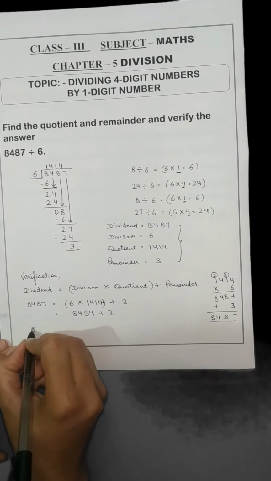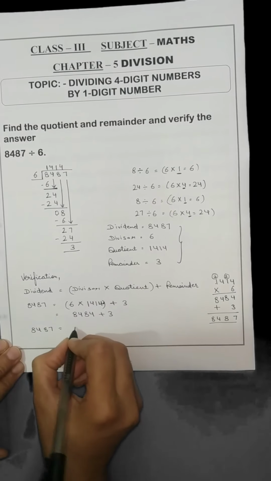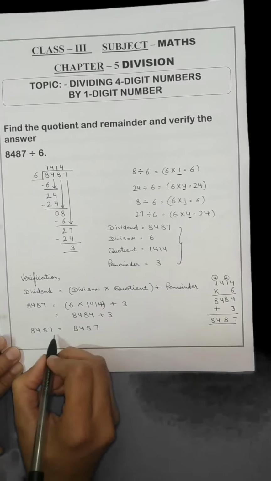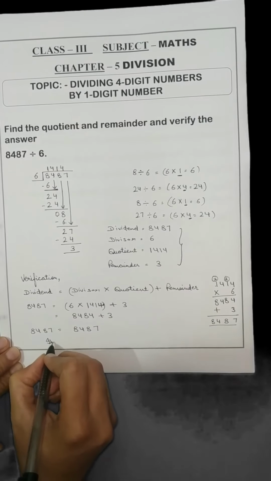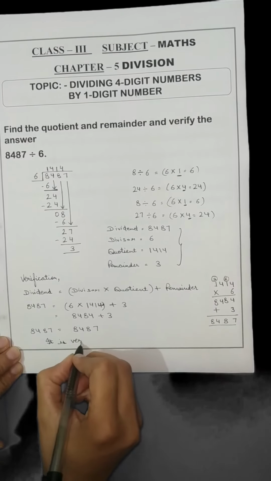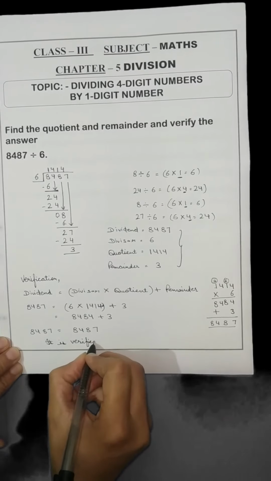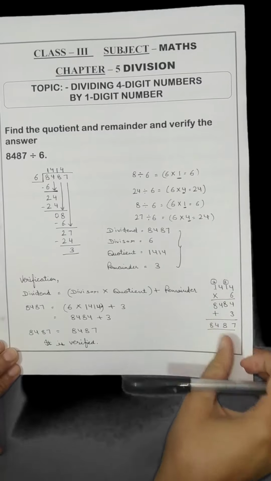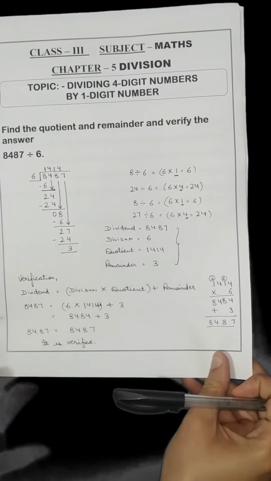So 8487 equals to 8487. If both are equal, then our answer is verified. Hope you understand. Let's move to the next topic.